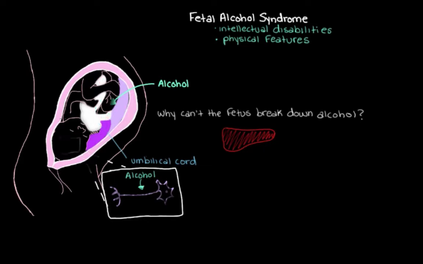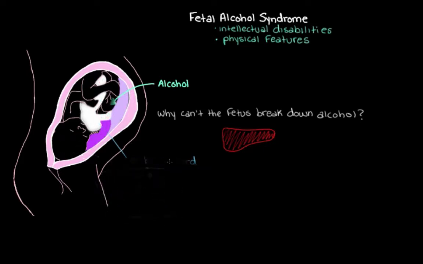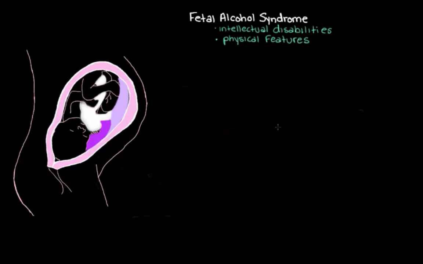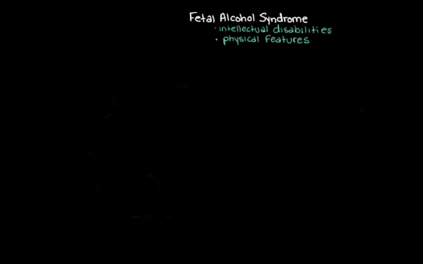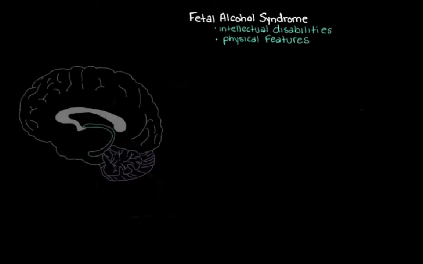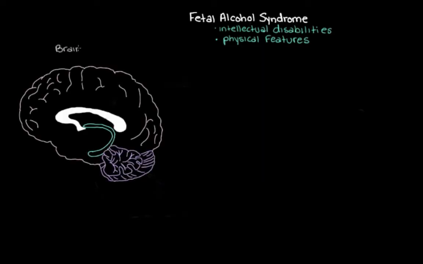So now that we have a bit better of an idea of how fetal alcohol syndrome occurs in the first place, let's actually take a better look at what fetal alcohol syndrome is, what the signs and symptoms are. So the main feature of fetal alcohol syndrome is brain damage, and this happens because those delicate neurons are dying when they're exposed to alcohol. And if we were to look inside the brain of someone with fetal alcohol syndrome, we might see a few different abnormalities because of this loss of neurons.